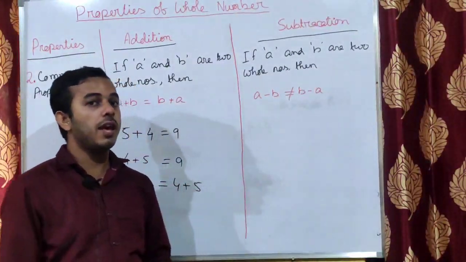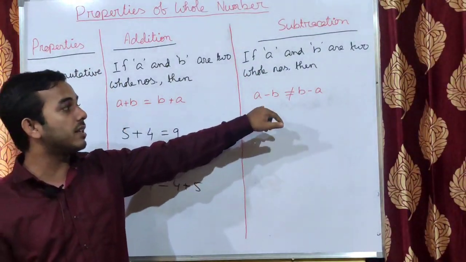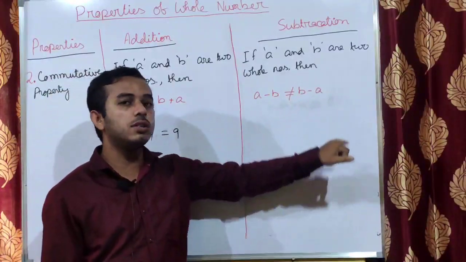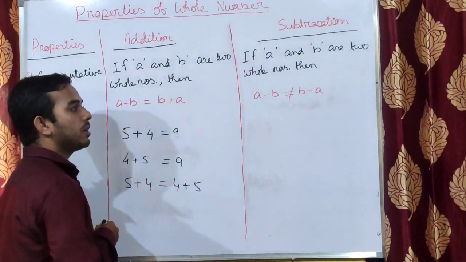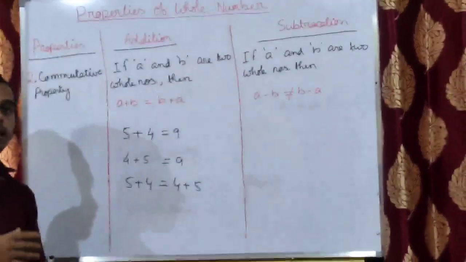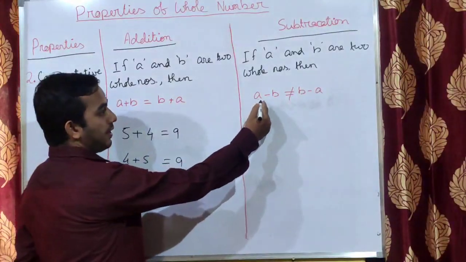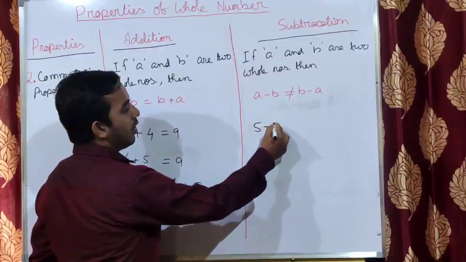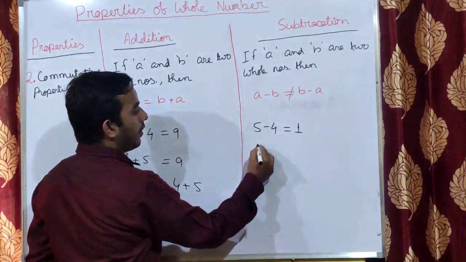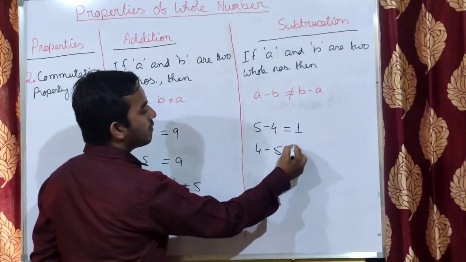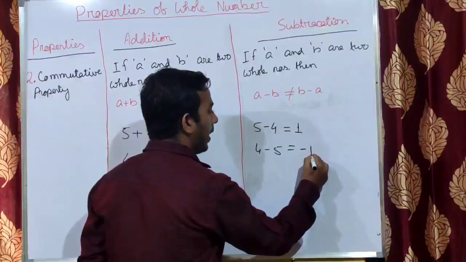So now for subtraction, here what? If a and b are two whole numbers, then the commutative property of subtraction tells us that a minus b does not equal b minus a. Let us take these same two whole numbers, right? It will be better for you to relate what is for addition and what is for subtraction. So let the first number be 5, second number 4. 5 minus 4, the result is what? 1, right? Then 4 minus 5, the result is minus 1, right?